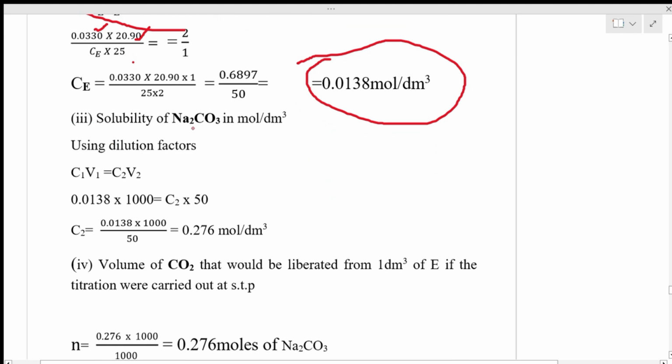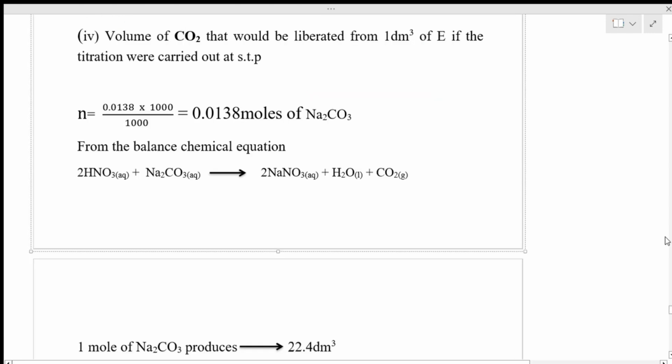Solubility of Na2CO3 in mole per DMQ. Let's quickly use dilution factor to do that. You remember, it is 50 cmq that is dissolving in 1000 cmq. So let's use all of that. This is the value you obtain, value of conc of base, then in DMQ 1000, and this value you are looking for. So you have to substitute. When you substitute from the formula, you have 0.276 mole per DMQ for your solubility.